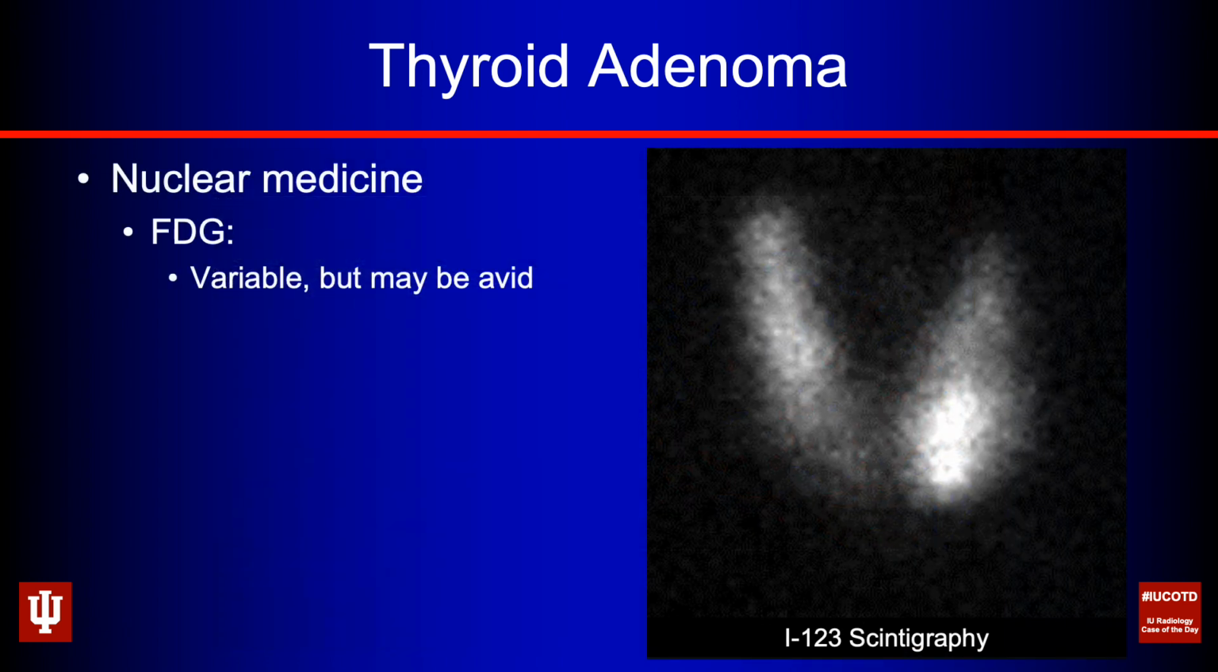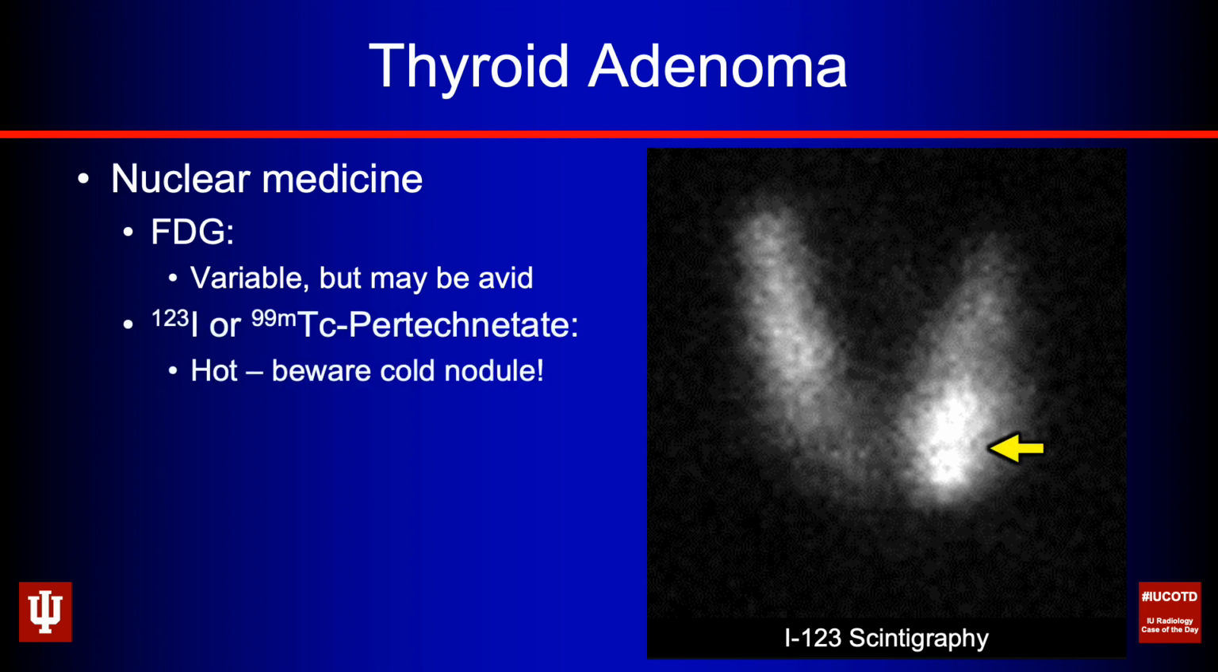What do they look like on nuke studies? Well, unfortunately, they can be variable on FDG, but they may be avid. These are lesions that oftentimes are hot on I-123 or pertechnetate studies. So whenever we see a hot nodule, the vast majority of the time it's benign. That's a very reassuring finding. It's really the cold nodules that we worry about having risk of malignancy.